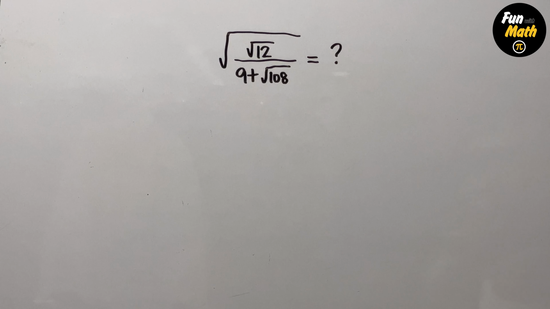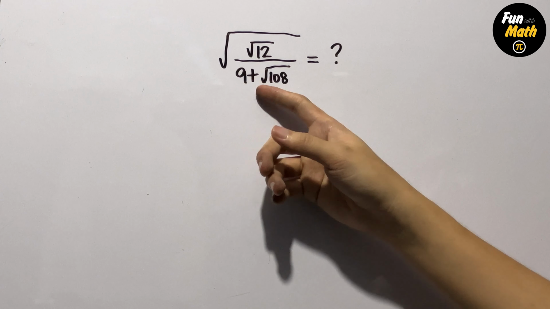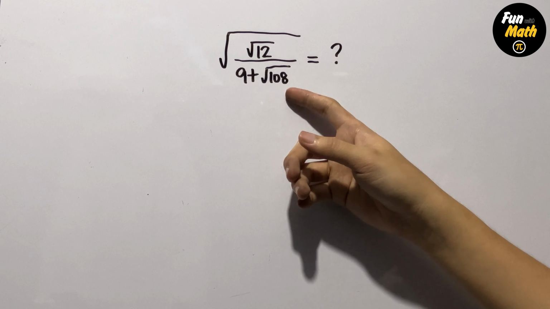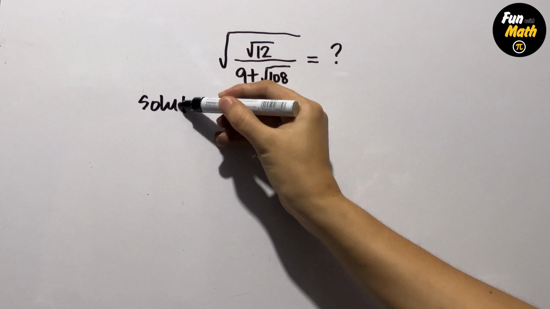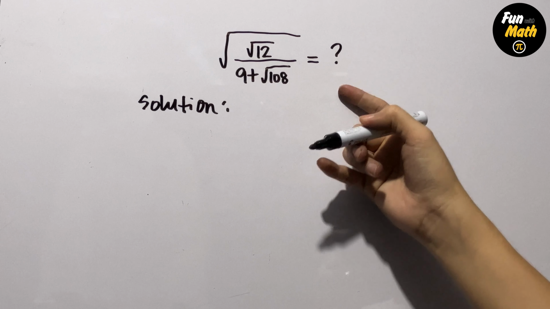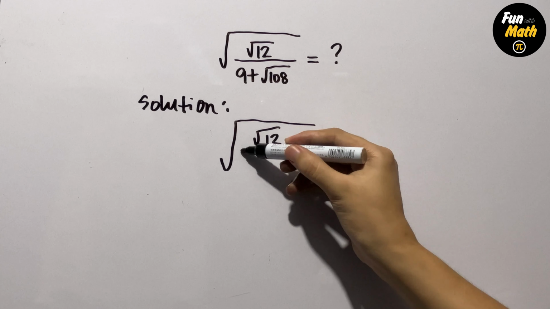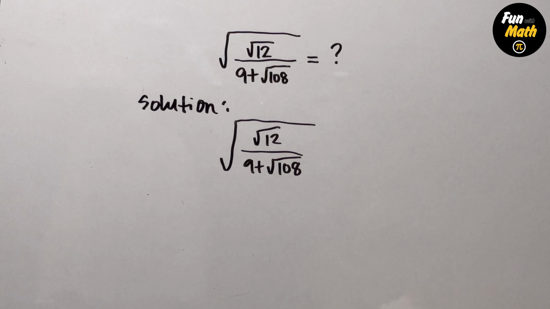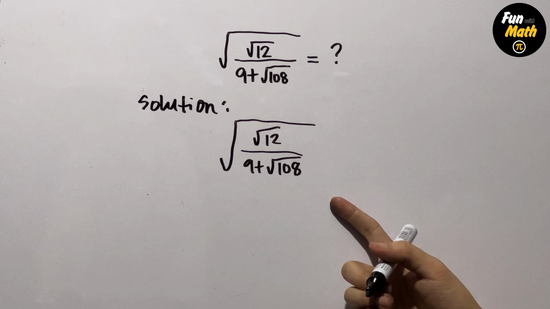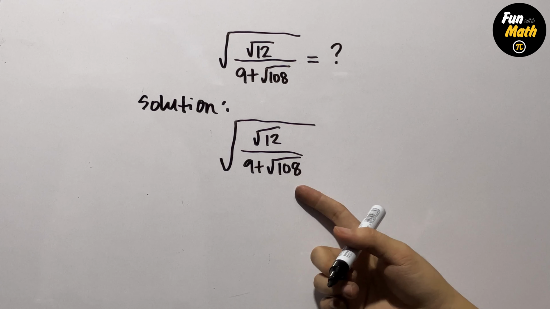Here's another problem. Square root of root 12 over 9 plus root 108 is equal to what? So here's the solution. So first, let's write down. Now for this, we can split square root of 12 and also square root of 108.